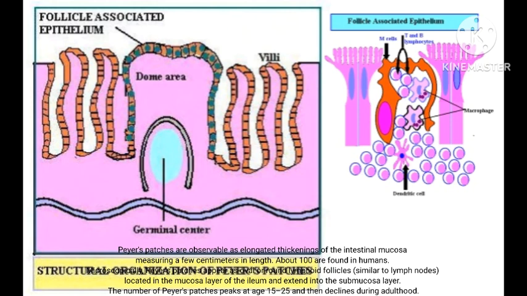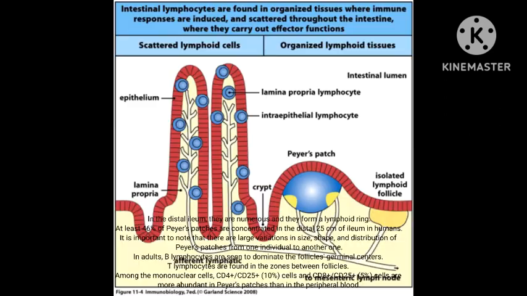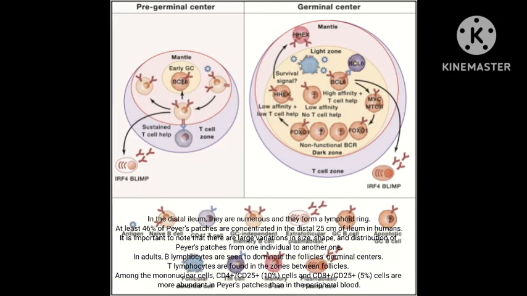Microscopically, Peyer's patches appear as oval or round lymphoid follicles, similar to lymph nodes, located in the mucosa layer of the ileum and extending into the submucosa layer. The number of Peyer's patches peaks at age 15 to 25 and then declines during adulthood. In the distal ileum, they are numerous and they form a lymphoid ring. At least 46% of Peyer's patches are concentrated in the distal 25 cm of ileum in humans.